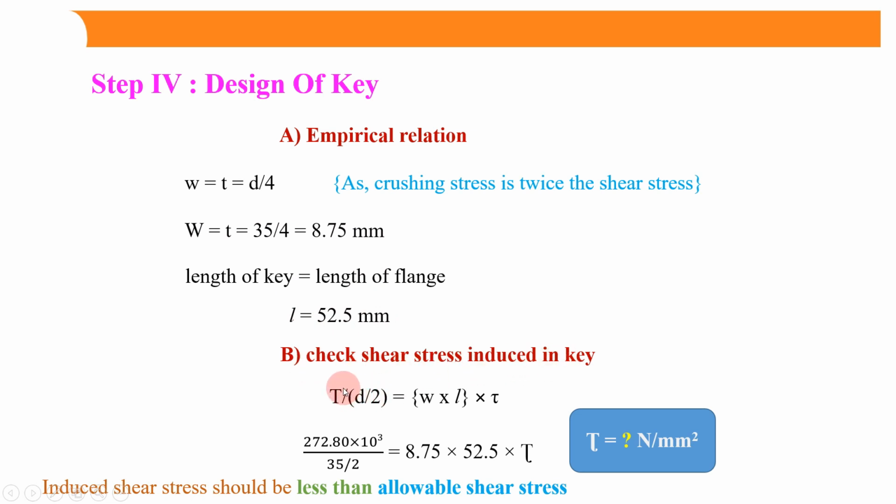The relation for that is T upon D upon 2 is equal to W into L into tau. We put all these values here and calculate tau, and that should be less than shear stress for key. Keys are made up of mild steel. Only flanges are made up of cast iron, and other parts are made up of mild steel. So your induced shear stress value should be less than allowable shear stress for safe design.